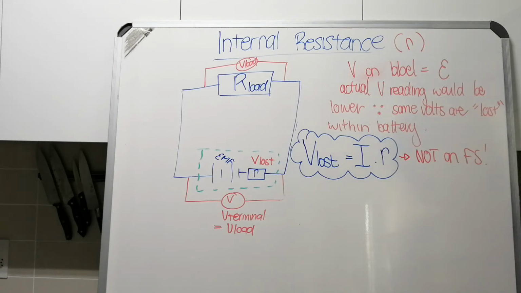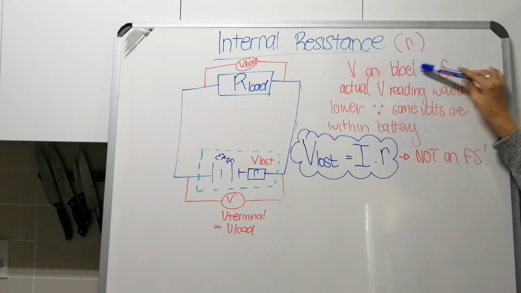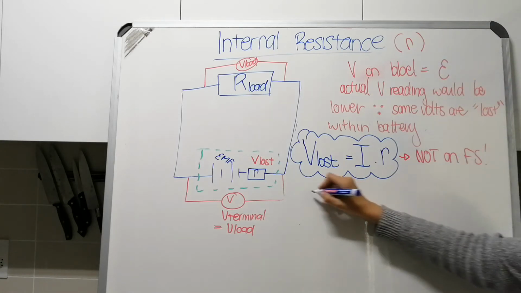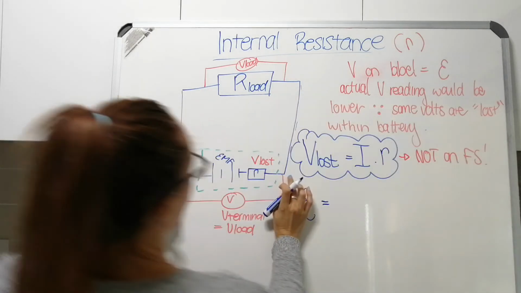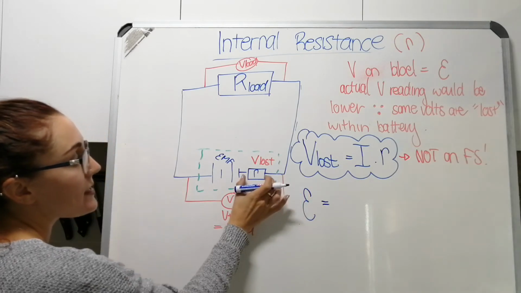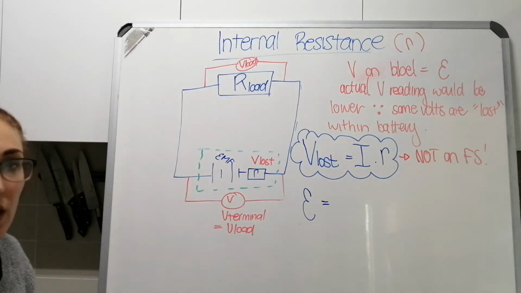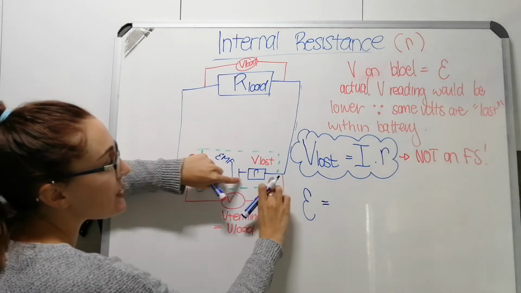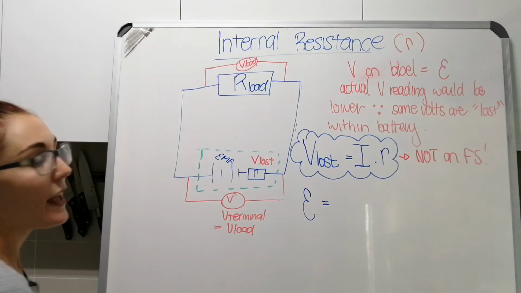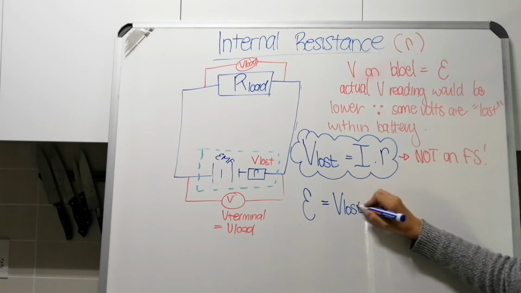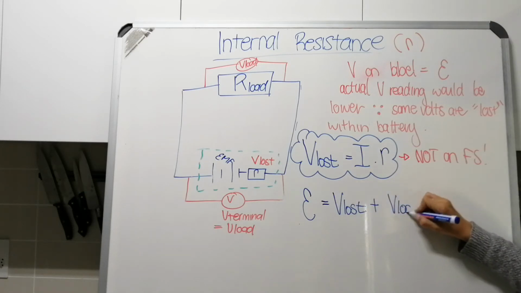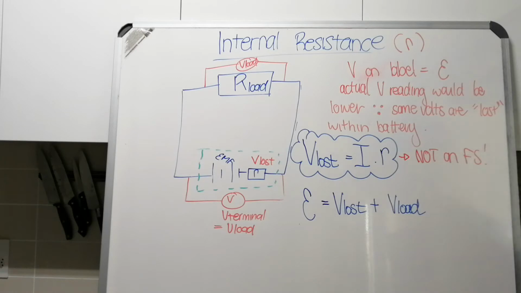Then the next equation that we're going to use is important. It's based on the fact that the EMF, which is what the battery says it can produce, is actually not the voltage that you're going to get. The voltage that you read on your external circuit plus these lost volts will give you the EMF. Because you've got your EMF, you lose some volts, and then that gives you your external circuit potential. So the EMF is equal to the lost volts plus V load. Remember, V load is just the external potential difference.